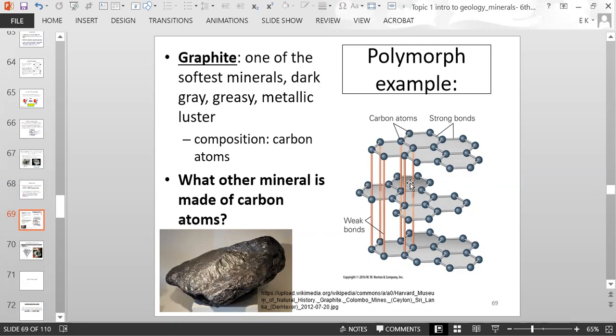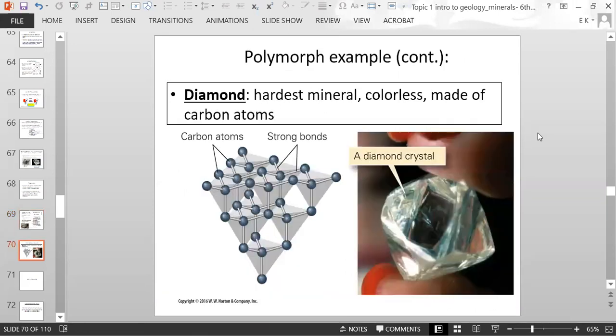Does anybody know of another mineral that's only made of carbon atoms? Diamond, yes. A hint is that it's on the next slide, actually. But yes, thank you. Diamond. Diamond is the hardest mineral on Earth. It's colorless, but it's also only made of carbon atoms.